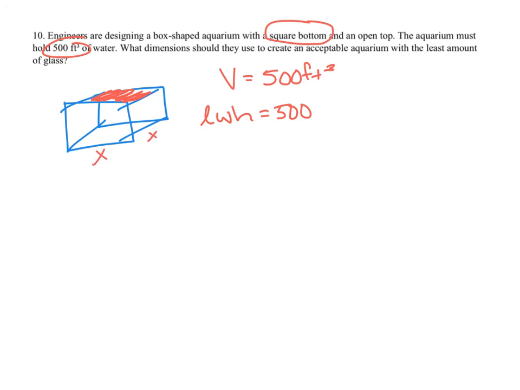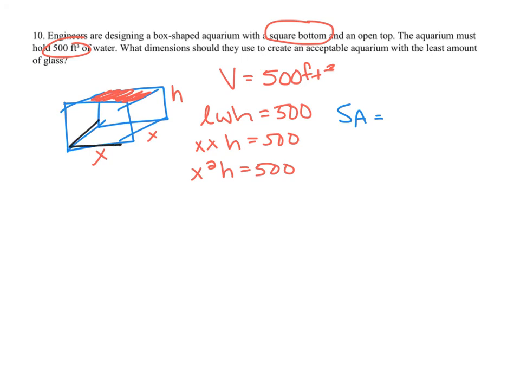So let me label the bottom as x and x, and I'm going to label the height as h. So that makes my volume x squared times h equals 500. Now, they want the least amount of glass to be used. They're talking about surface area essentially, because that's the area of all the pieces of glass that make up the aquarium. So what we want is to find the formula for the area of this three-dimensional figure.